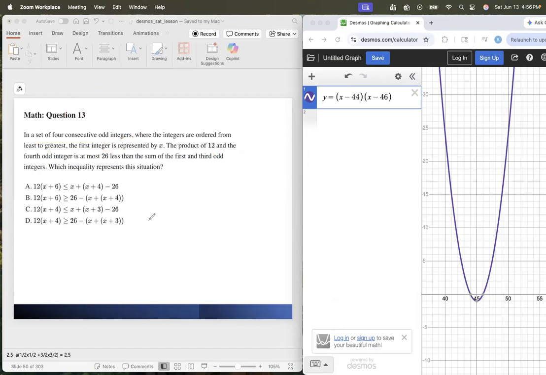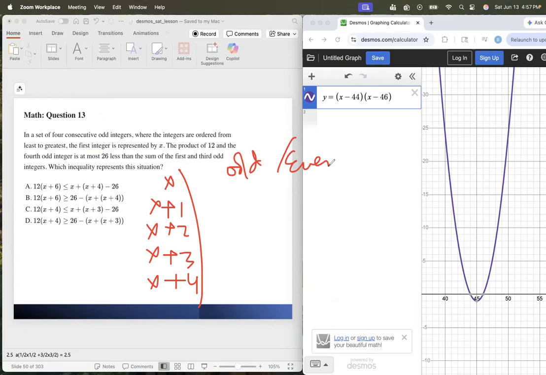First of all, you have to know that when they say consecutive integers, it is usually x, x plus 1, x plus 2, x plus 3, x plus 4. But whenever they use the word odd or even, you cannot use this. This is the usual one, just consecutive integers. Odd and even does not matter. It means replacing the x.